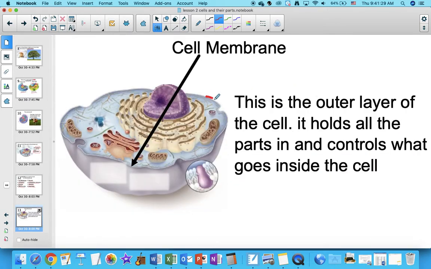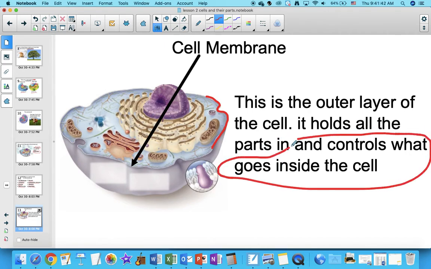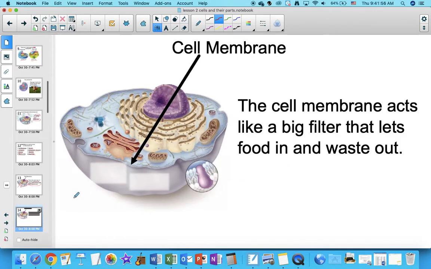It is that outer layer of the animal cell, going all the way around. Its job is to hold everything inside the cell and control what goes in and out of the cell. So it makes sure that good things go in and bad things stay out, or bad things in the cell get kicked out. So the cell membrane, you could say, is like a big filter. It lets things in and kicks things out.